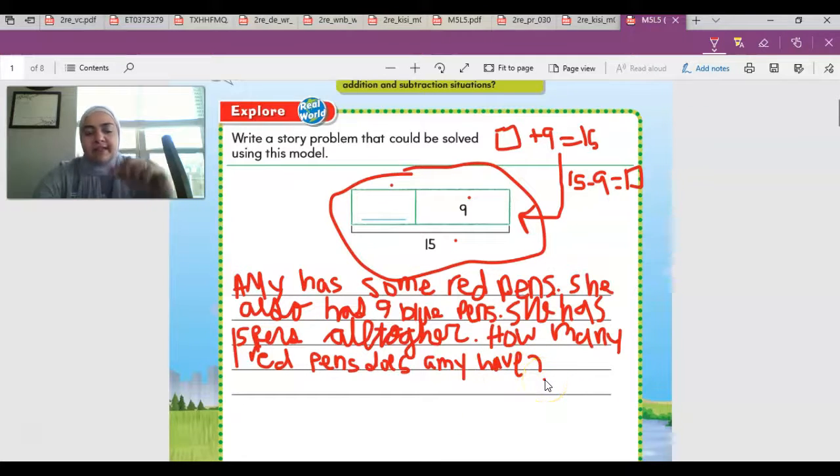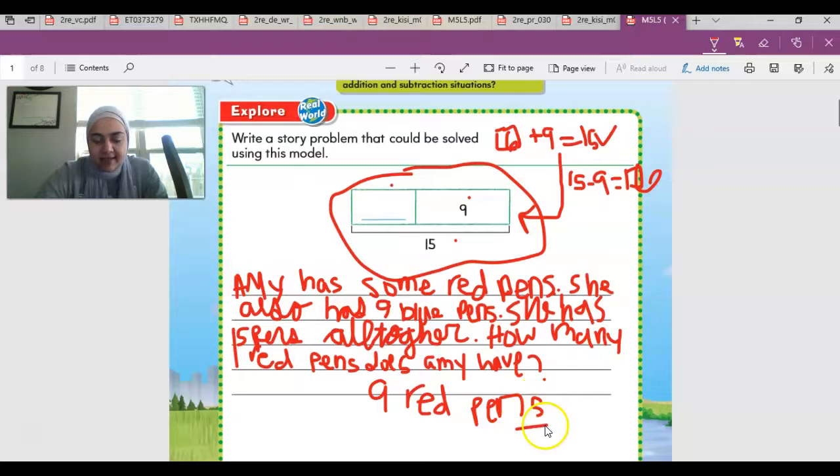What is 15 take away 9? 15, 14, 13, 12, 11, 10, 9, 8, 7, 6. 6. So let's put that in here. Does that make sense? 6 plus 9. 9, 10, 11, 12, 13, 14, 15. Yes, that makes sense. So our answer is 6 red pens. And then you always box your answer or circle it.